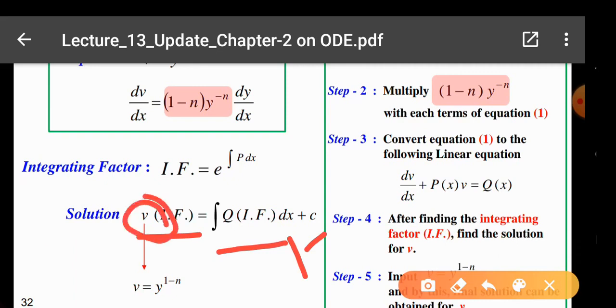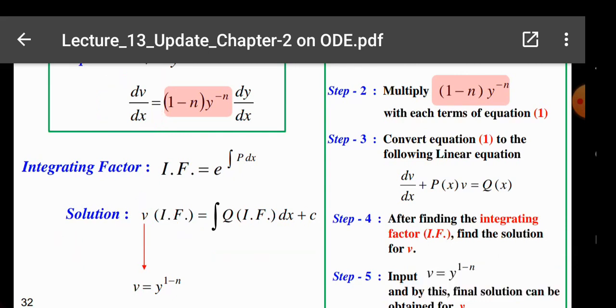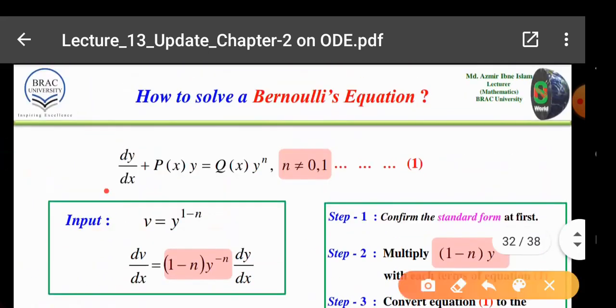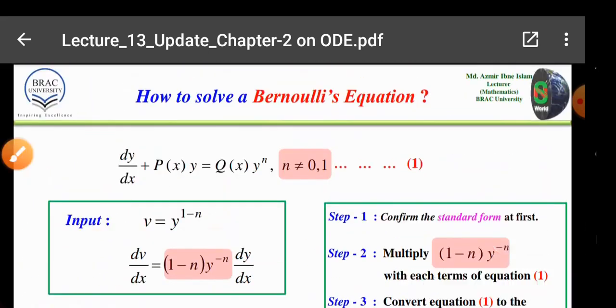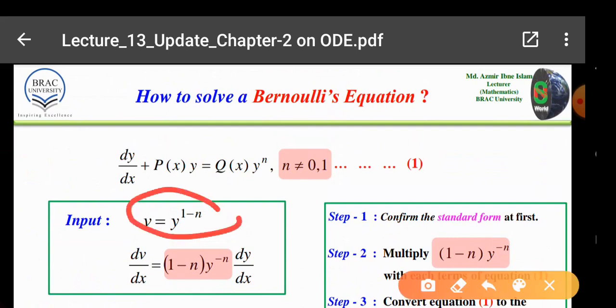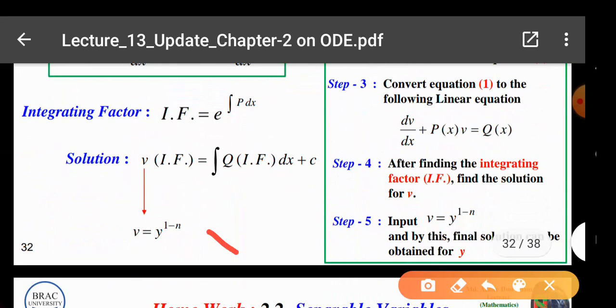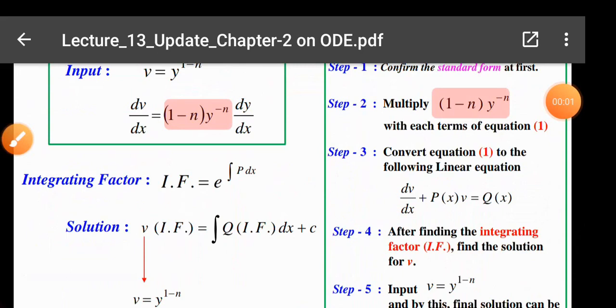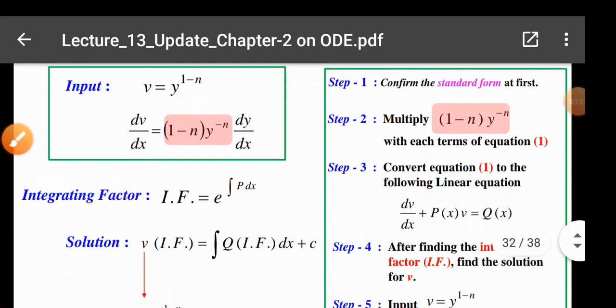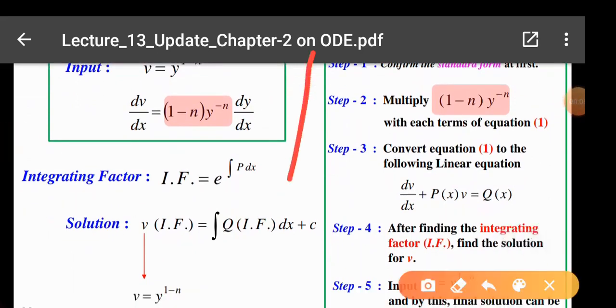But here remember, we are getting the solution for v because we have a differential equation for dv/dx, but v is not in our main equation, so we have to replace v by y to the power 1 minus n again. That means finally you are getting the general solution. So whatever I have said here, you will get the same thing again in step 1 to step 5.